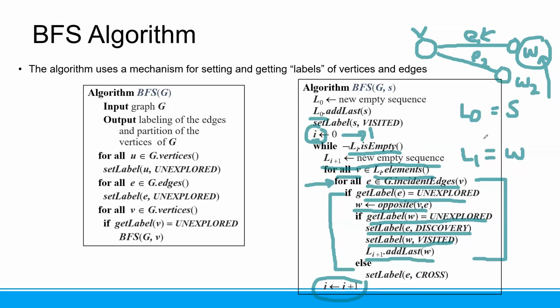If i becomes 1, we check again: Li is not empty because L1 has some nodes. Then we will make L2, a new empty sequence. We check again with this algorithm. If L2 has been filled with a new node, then we again do this loop.